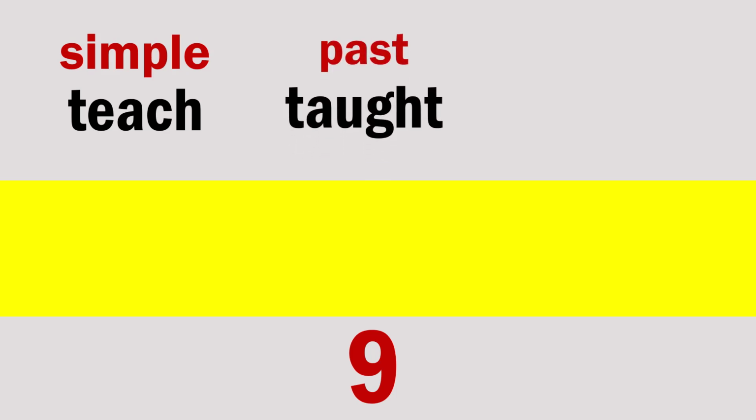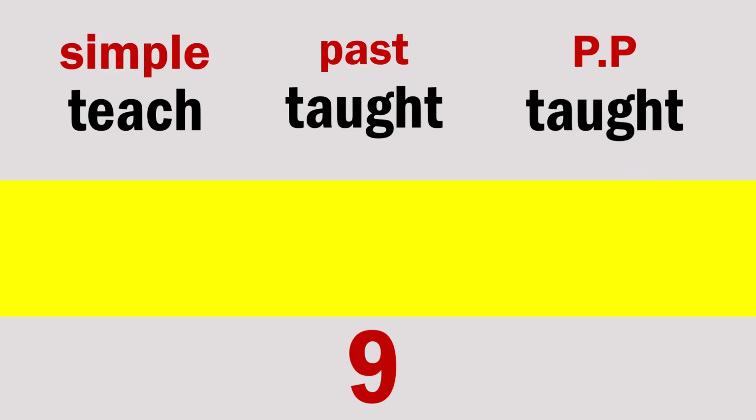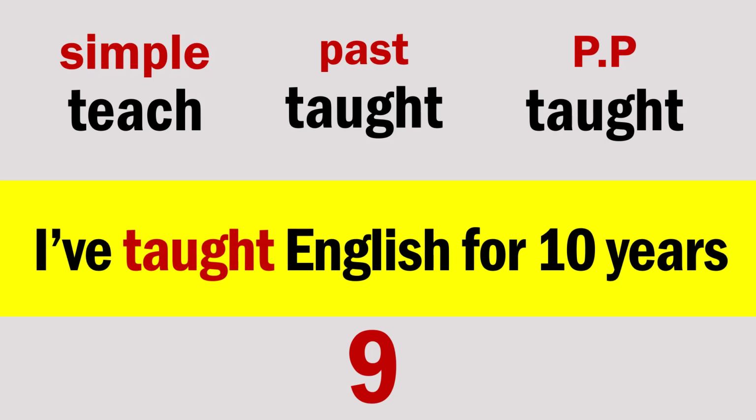Number 9 is teach. The past form is taught and the past participle is taught. Teach, taught, taught. See, I've taught English for 10 years. I've or I have. I have taught English for 10 years.